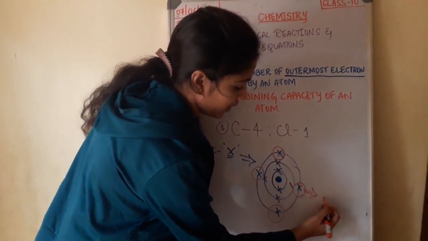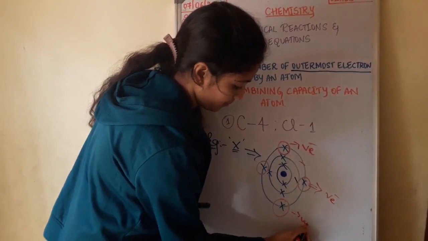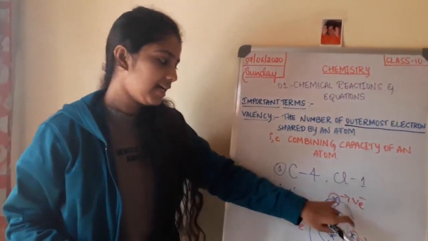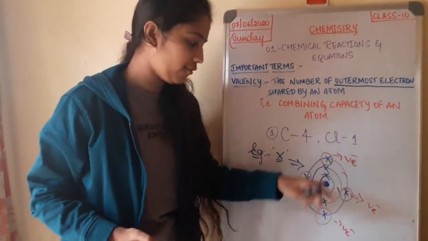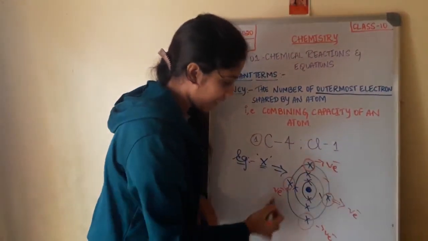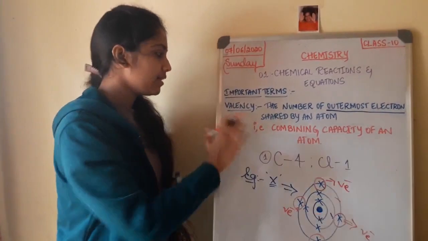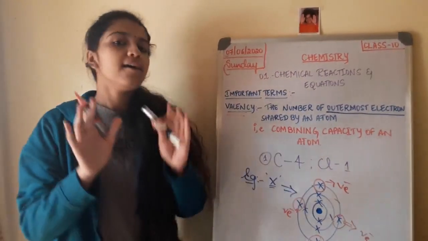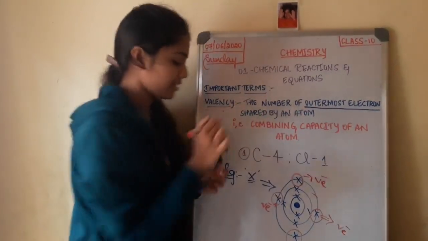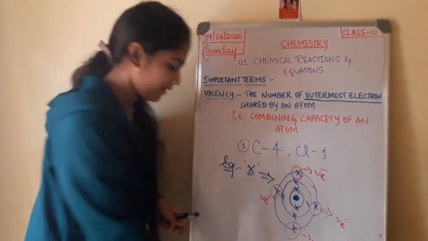So this is what we call the valence electron. See, the electrons present in the outermost shell of an atom X. I just represented the atom as X. So these are the outermost electrons. This is what is being shared with other atoms. This is what we call valency. See, in simple words, valency can also be defined as the combining capacity of an atom.